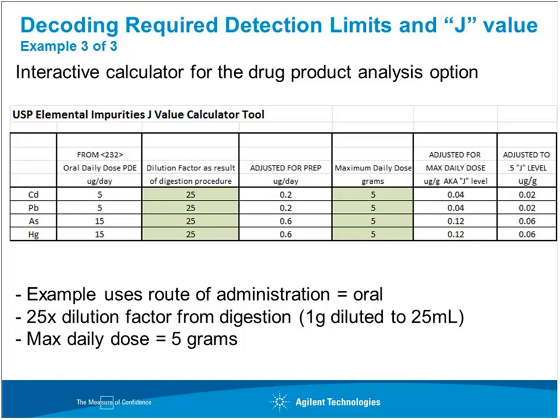But for the third example, what if we increase the maximum daily dose? So here we're sticking with the 25 times dilution factor from the digestion, but we're increasing the daily dose to 5 grams. You can see that's going to significantly lower that 0.5 J level. And we should keep in mind, if you are going to go above 5 grams, what if you're going to be pushing into 10 grams or higher? That's really going to lower the 0.5 J level even further, and that's where you're going to start to be outside the realm of ICP-OES, and ICP-MS would be the obvious solution.